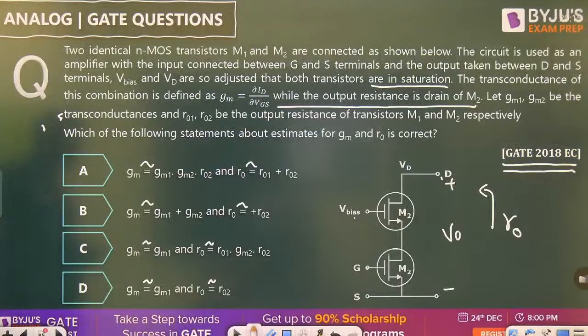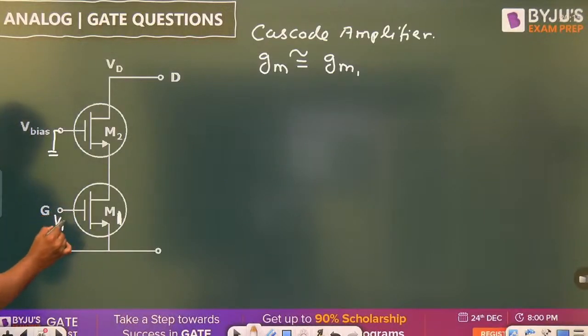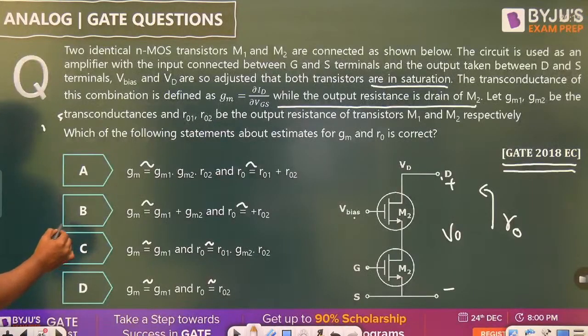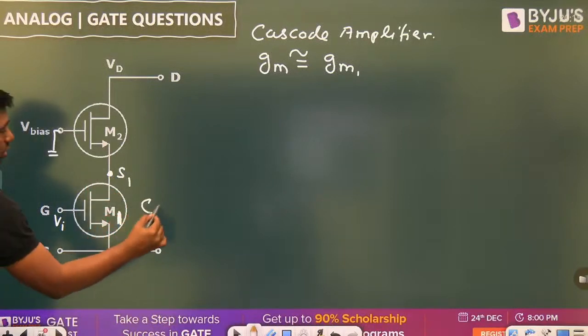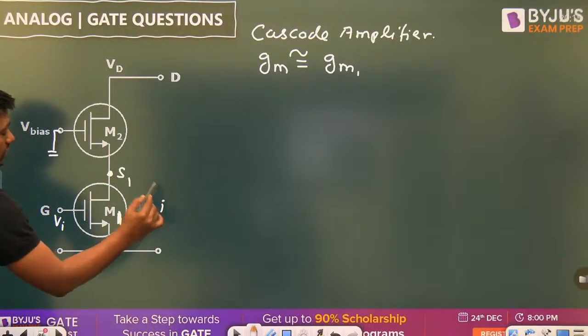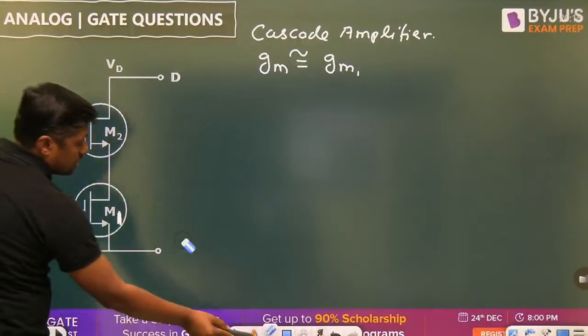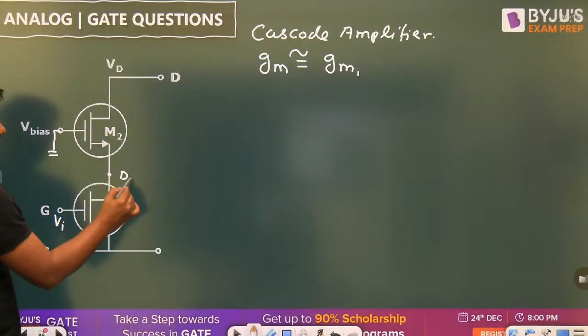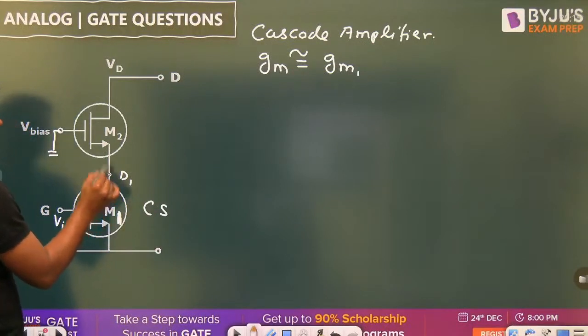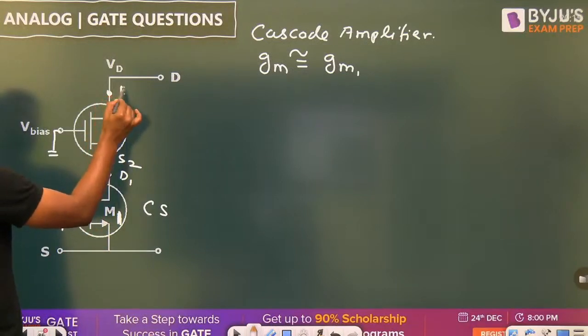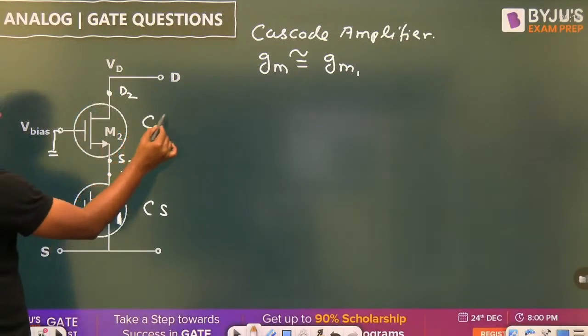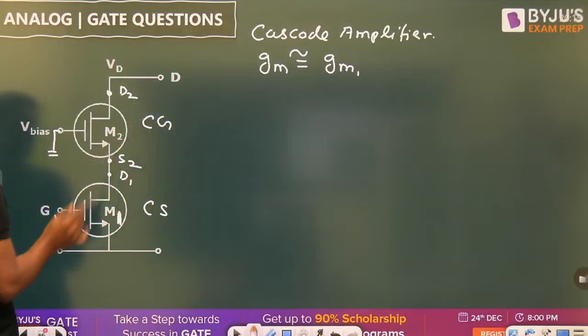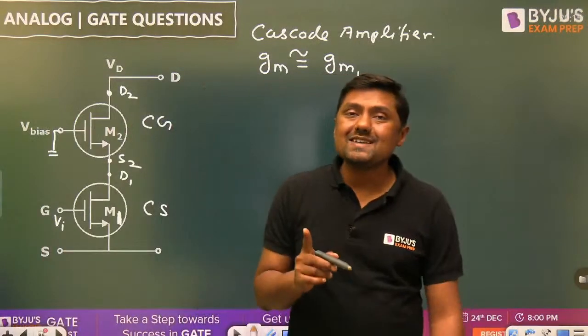Now, how is the cascade formed? Here we are giving the input to the gate, and we are taking the output from the source. Input to the gate, output from the source, that's why it is a common drain. Input to the gate, output from the drain, that's why it is called common source. Input to the source, output from the drain, that's why it is a common gate. Common source followed by common gate is called a cascade amplifier. And for this, what is the standard answer? GM is equal to GM1.